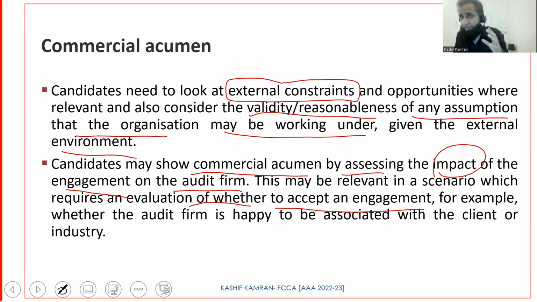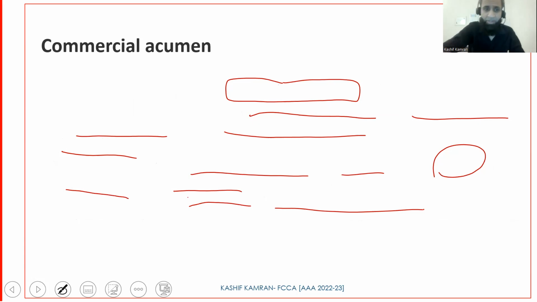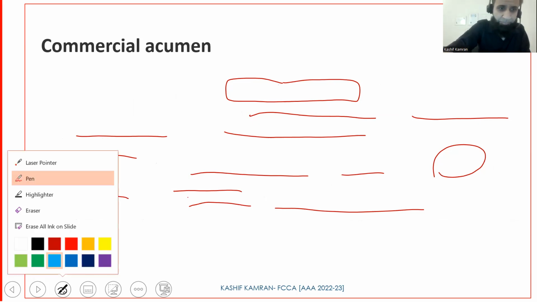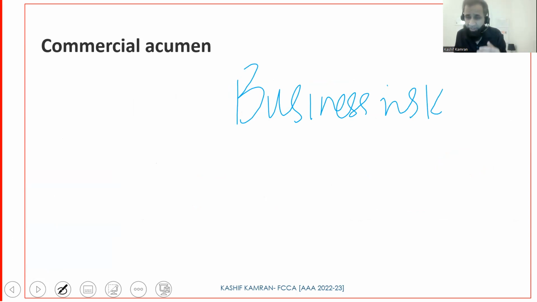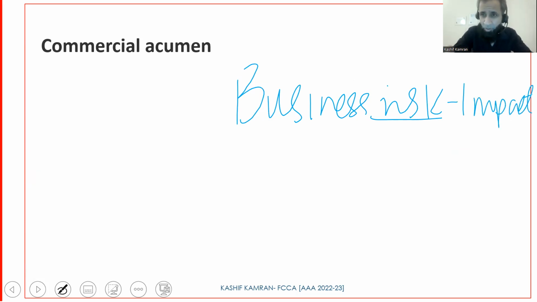So now, how many situations are there in the AAA paper where commercial acumen can be exercised? Let's do a quick recap. The first situation we came across was business risk, where you should have a know-how from the situation given in the case study, and you convert that know-how into identifying a risk and then putting a realistic impact which is in the context of the case study.